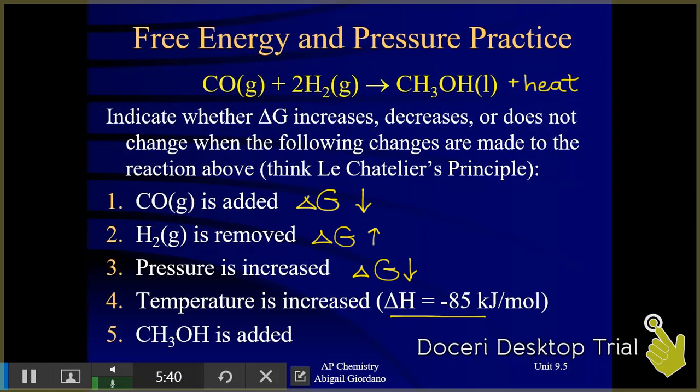So if we increase temperature, that's like adding more heat. That's going to cause a shift in the reverse direction. That means our forward direction is becoming less favored. Delta G must be increasing.